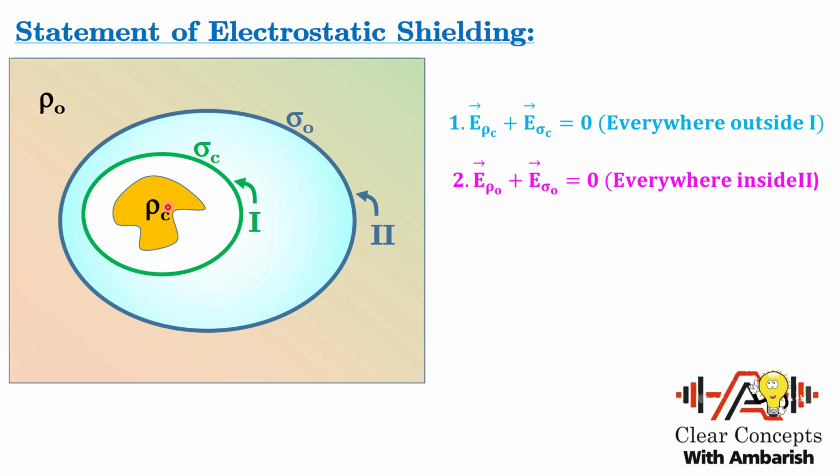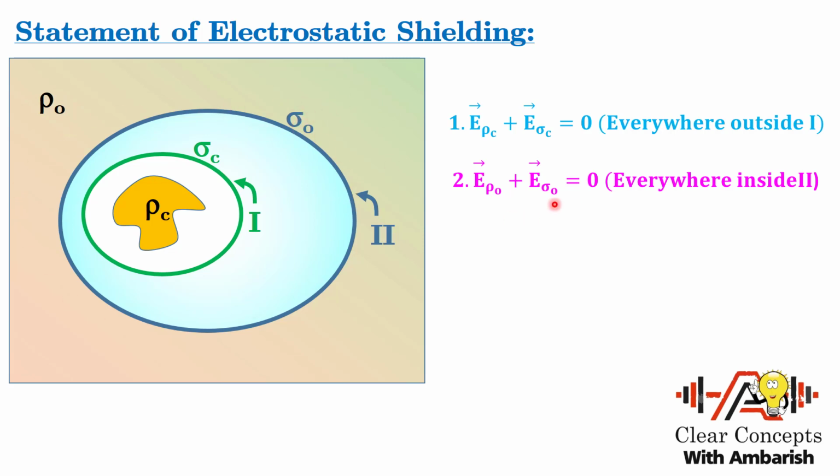So the first statement means that the total contribution of field due to this pair, rho c and sigma c, is 0 everywhere in the metal and the outside universe. So that's one. Then what is the second part of the shielding statement? That is E due to rho naught plus E due to sigma naught, or you can say rho outer and sigma outer. So this rho naught universe charge density function is producing some field everywhere, and the sigma naught on the conductor's outer surface is also producing some field everywhere in the universe.